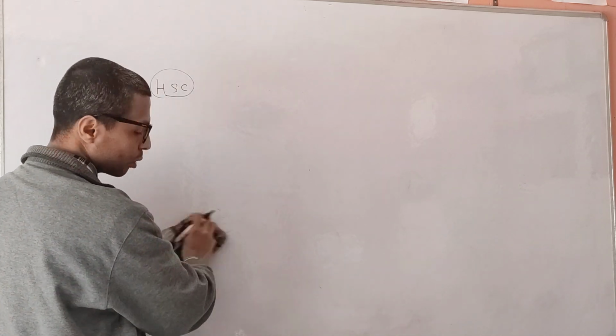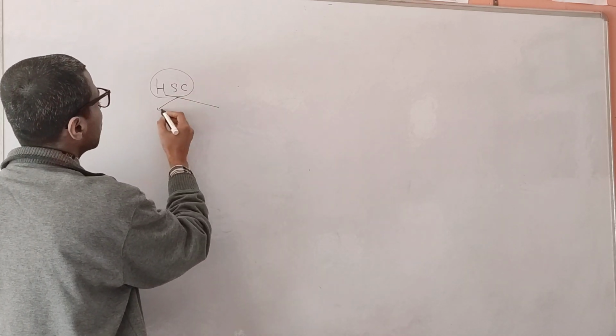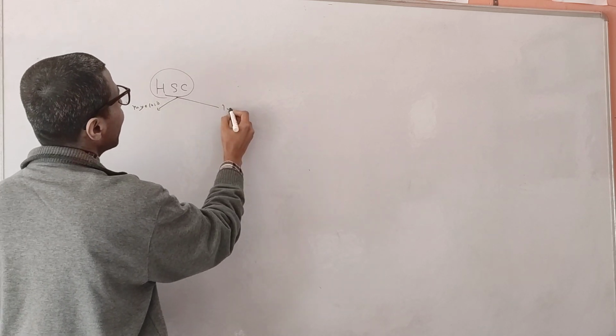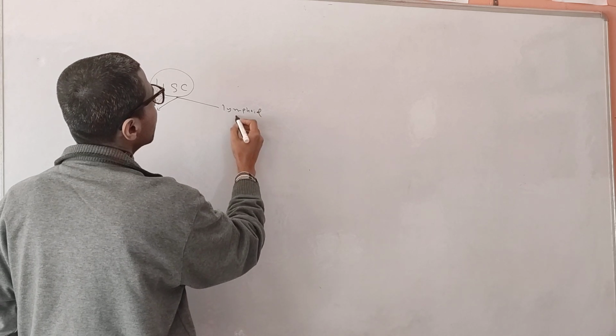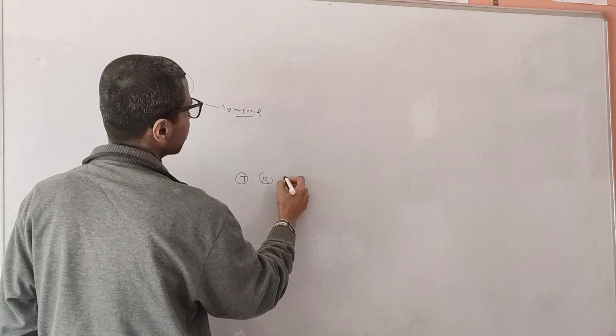So how do they differentiate? They differentiate into two lines. One is called the myeloid line, another is called the lymphoid line. The lymphoid line gives rise to lymphoblasts, lymphocytes, T lymphocytes, B lymphocytes, natural killer cells.